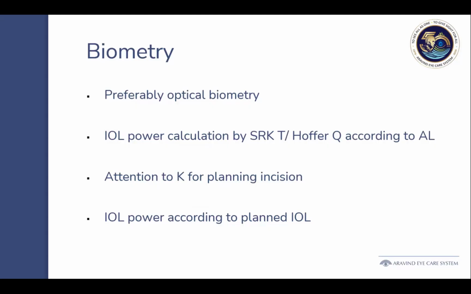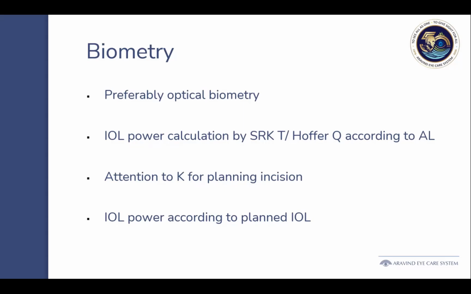Coming to biometry, preferably optical biometry, because now, except for central corneal opacities, the media is clear. IOL calculation can be done with the SRK/T for axial length above 22, aphakia below 21, especially because you do not have the other additional measurements required by Barrett, like the lens thickness.